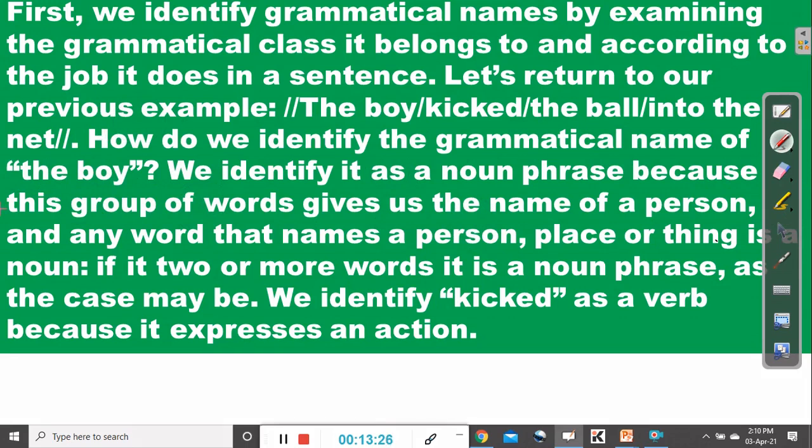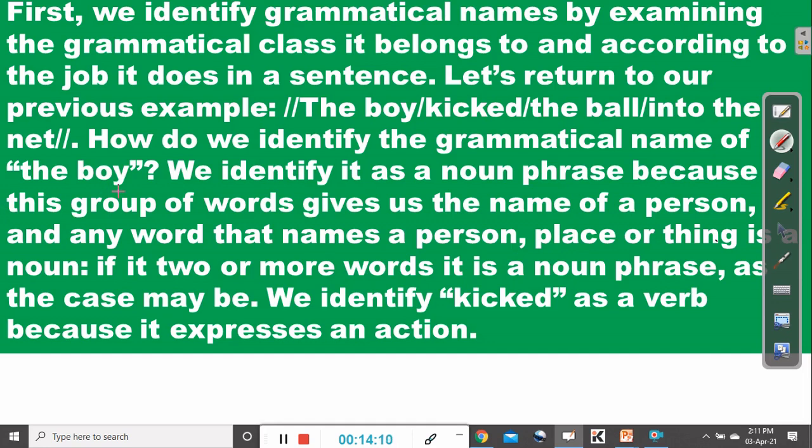First, we identify grammatical names by examining the grammatical class it belongs to and according to the job it does in a sentence. I gave you the example of the English parts of speech, or what we call the word classes: nouns, pronouns, verbs, adverbs, adjectives, prepositions, conjunctions, interjections. These are various classes of words, according to the work they do in English sentences. And so we identify grammatical names by examining the grammatical class a grammatical structure belongs to.